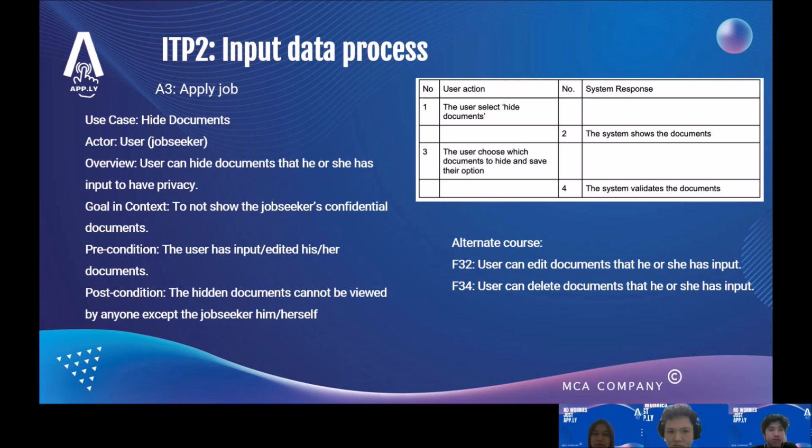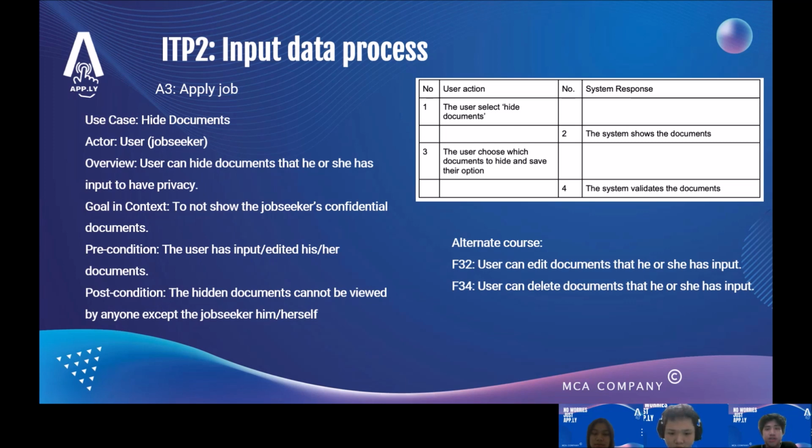And then there is hide documents. The actor is user or job seeker. The overview is user can hide the document that he or she has input to have privacy. Goal in context: to not show the job seeker's confidential documents. The precondition: the user has input or edited his or her document. The post condition: the hidden documents cannot be viewed by anyone except the job seeker him or herself.